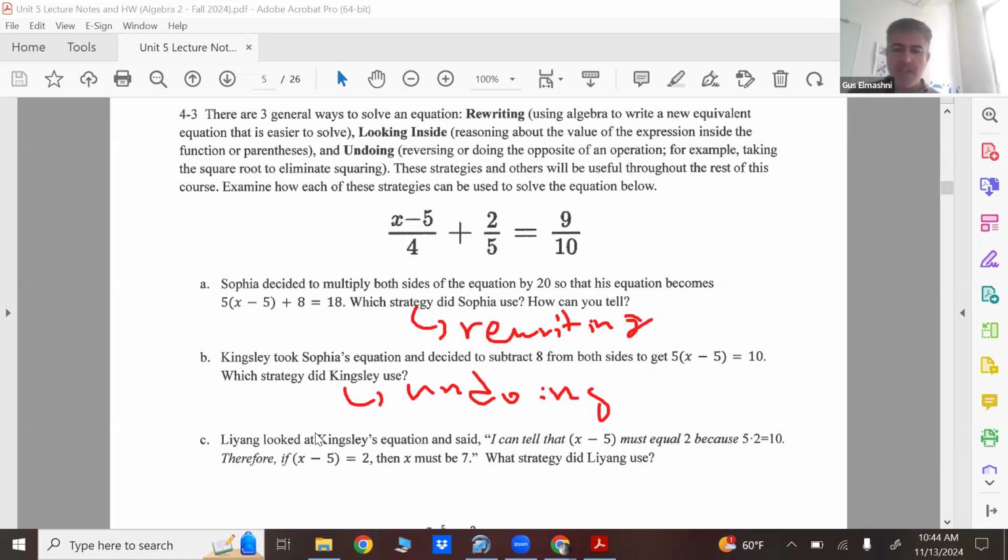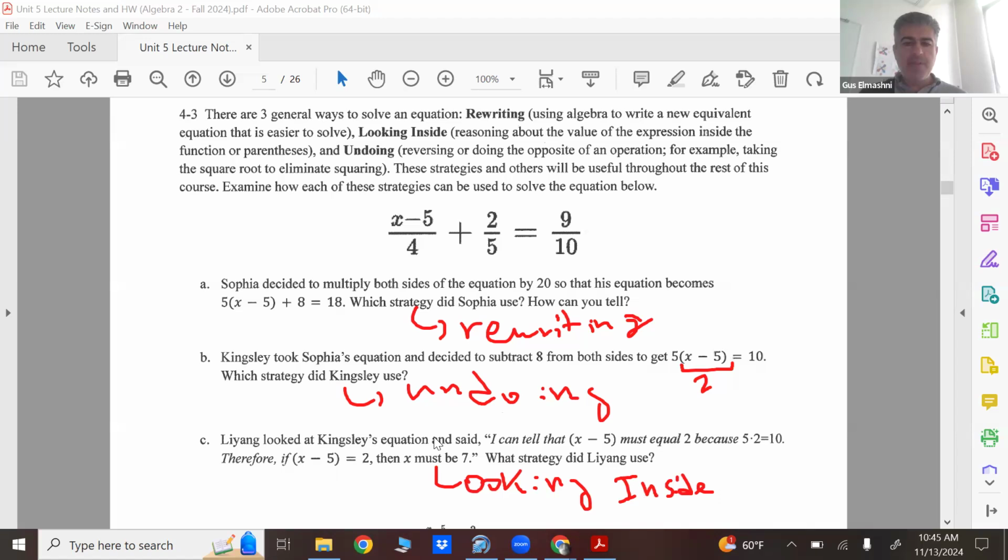Liang looked at Kingsley's equation and said, I can tell, guys, quiet, x minus 5 must equal 2 because 5 times something has to be a 2, right? Because what else is going to multiply 10 when you have 5 on the other side? So what strategy did Liang use? That's going to be looking inside. Because Liang looked inside the parentheses and said, oh, okay, that has to be a 2, because 5 times 2 is 10.